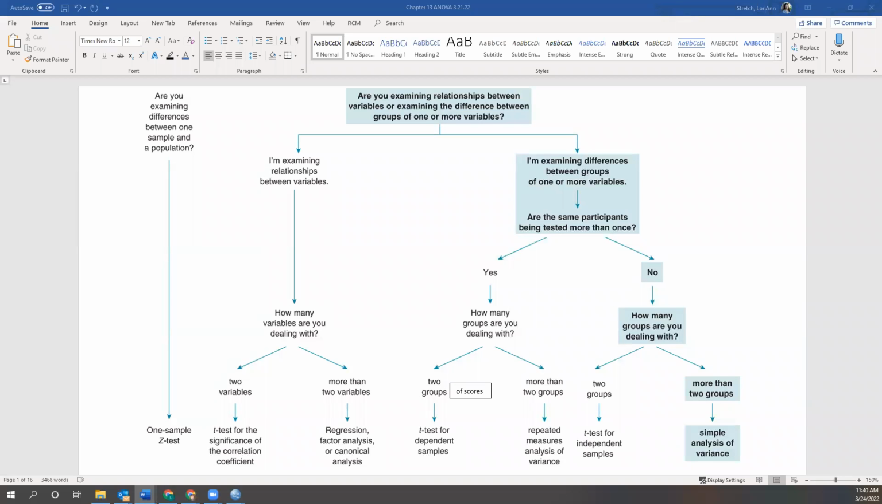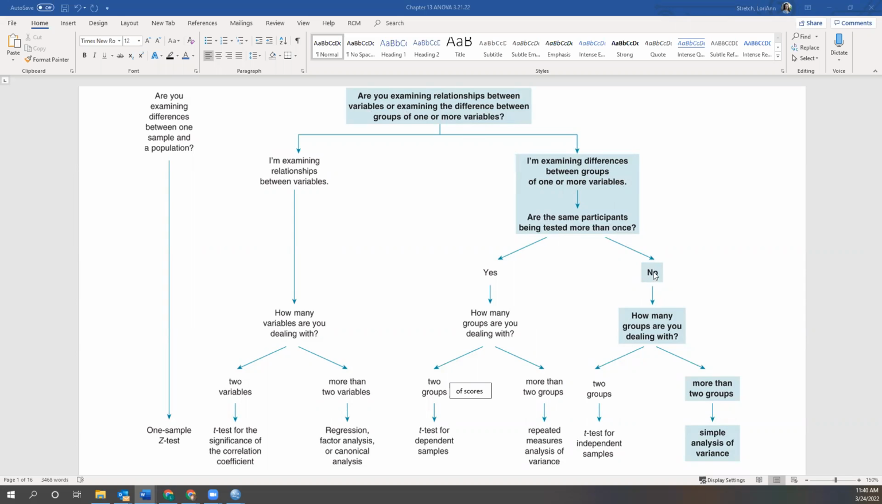Welcome to Chapter 13, ANOVAs. So we're still using our decision tree, and we're always going to make a decision about whether we're going to be looking for a relationship or for a difference. So we are still looking at differences, and we have to make a decision. Are the same participants being tested more than once?